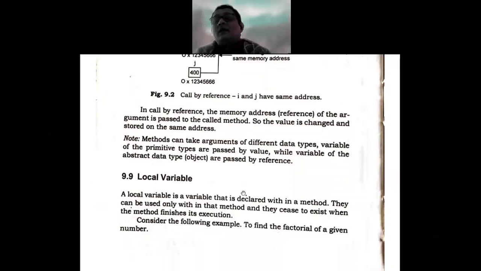We often use a term called local variable. A local variable is a variable that is declared within a method. It can be used only within that method, and it ceases to exist when the method finishes its execution. Consider the following example: find the factorial of a given number. The local variable is within a method and its scope is within the method itself.